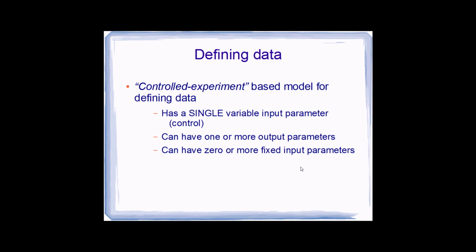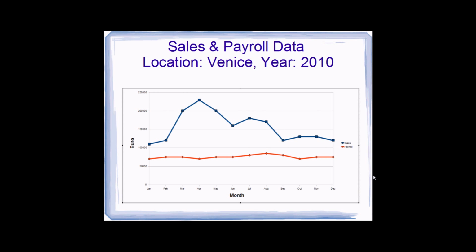Let us now quickly look at an important technical detail about how you define your data in Archimedes. Archimedes follows the controlled experiment model for defining data. What this means is that your data needs to have a single variable input parameter, and this is called the control parameter. It can have one or more output parameters, and it can have 0 or more fixed input parameters. Let us look at this with an example.